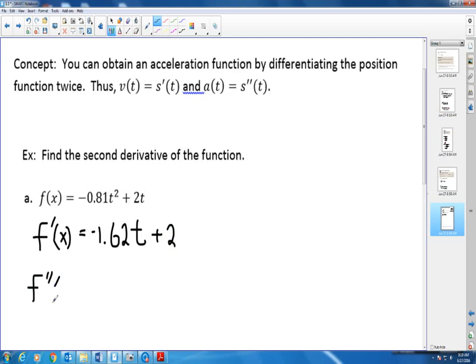Take the derivative the second time. So this is the one I get after the first time, and now I'll take a derivative again. The derivative of negative 1.62t would just be negative 1.62. The derivative of a constant is 0. So this is the answer for the second derivative. Alright, these are called the higher order derivatives.